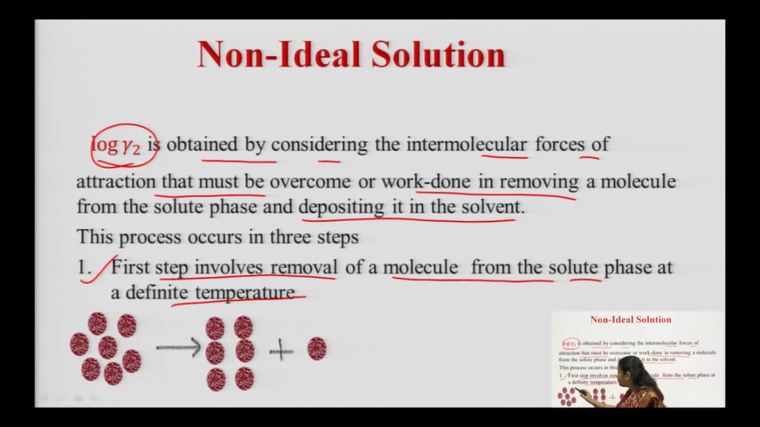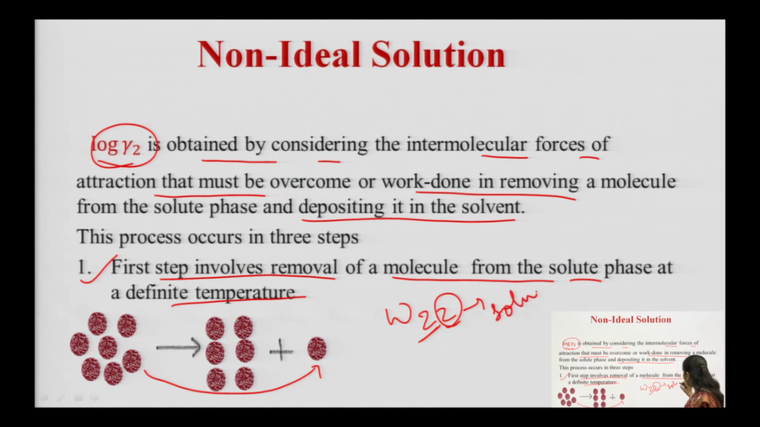Here we have the solutes, and here one of the solutes is removed. Here you can see one of the solute molecules is removed from the solute phase, and as one molecule is removed, that means we have to break the bond between the solute molecules, then only we can remove it. As we are breaking the bond between the solute molecules, there is work done, and that work done is represented by W22. This subscript 2 denotes solute.